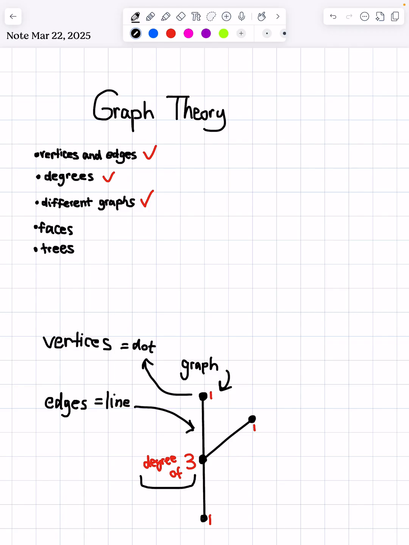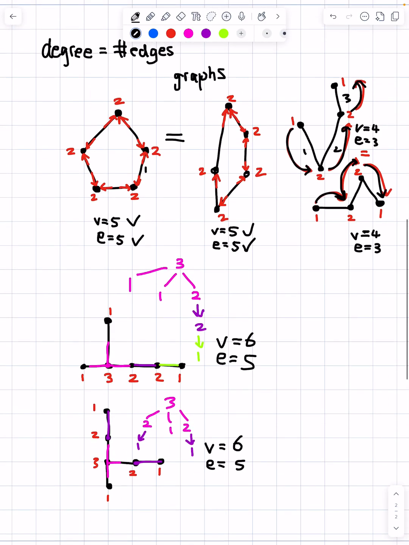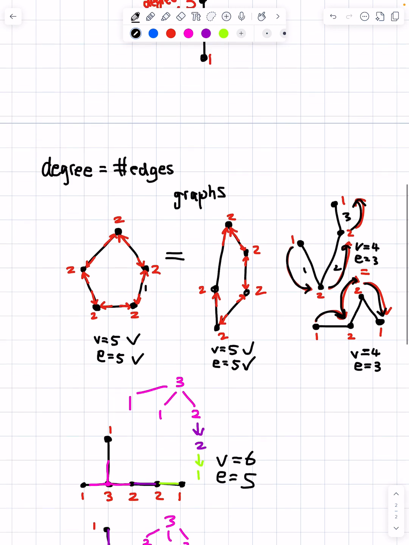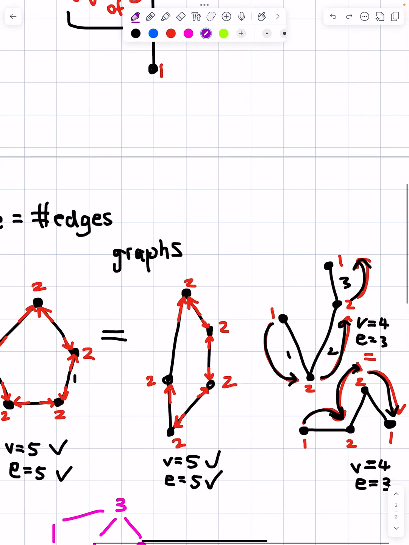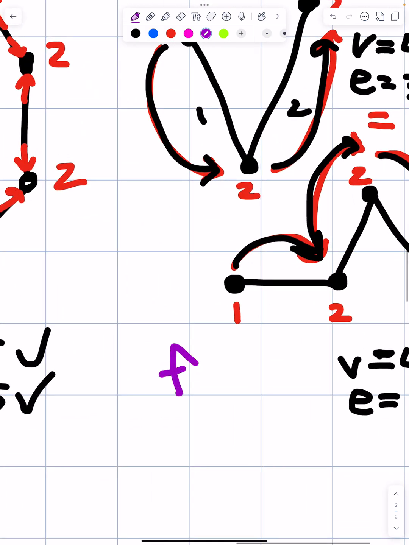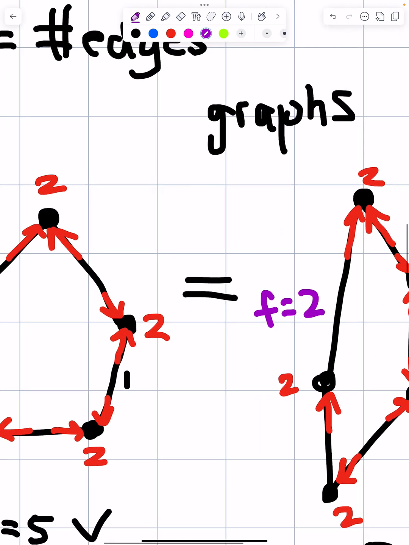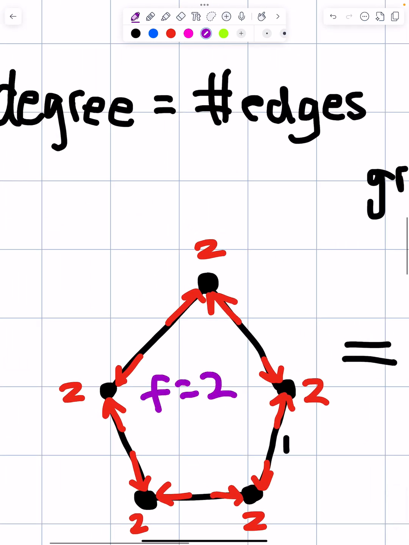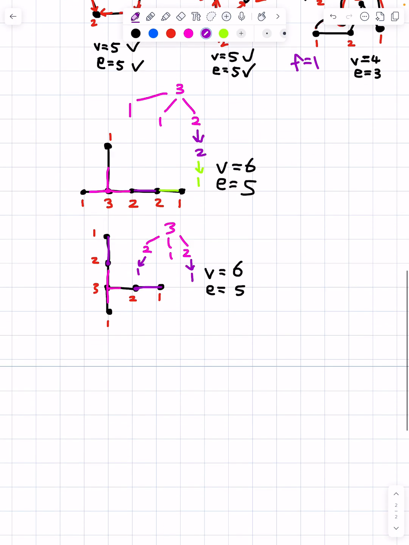Now, let's look at faces and trees. What do we mean by face? Let's do a little something fun. I will tell you. Do I want to tell you? Here, the face equals 1. Here, the face also equals 1. Here, the face equals 2. And here, the face equals 2. Can you figure out why? Let's explore why.